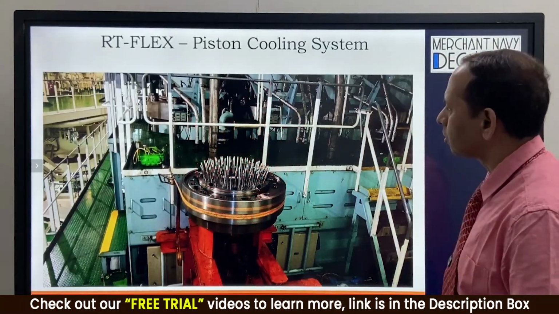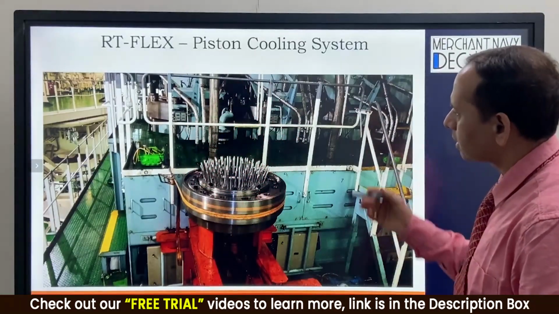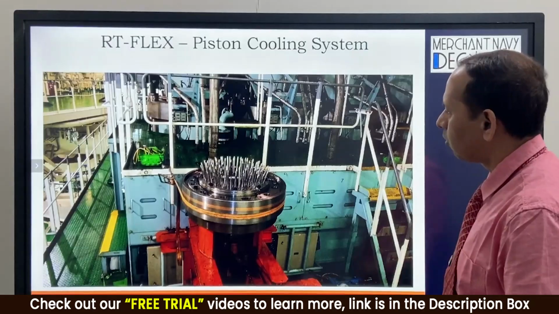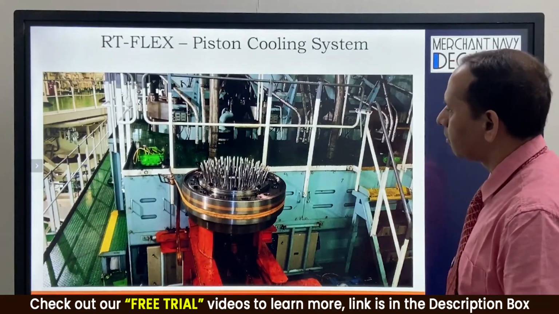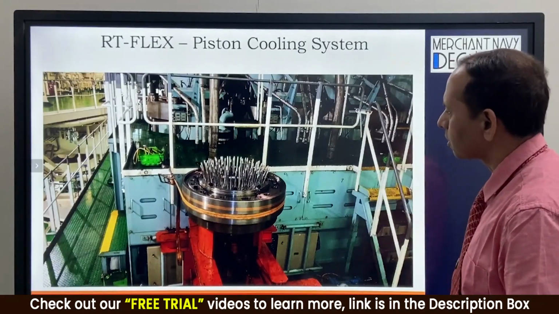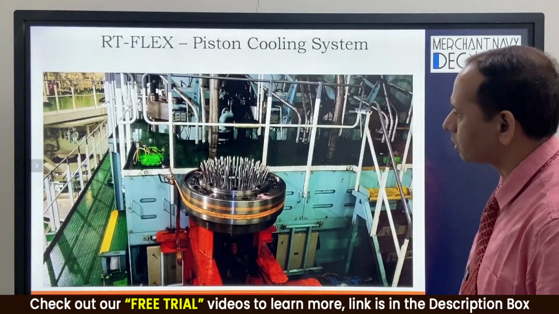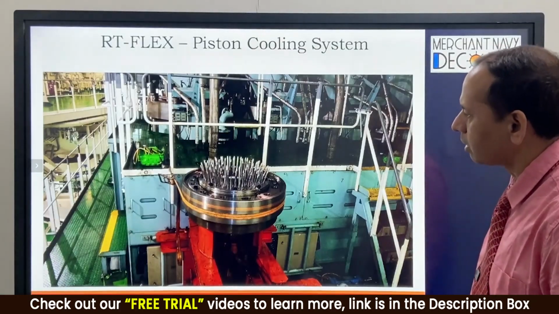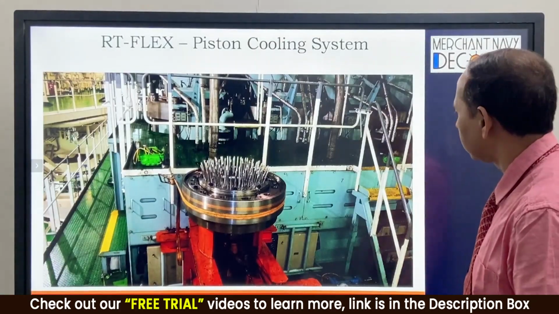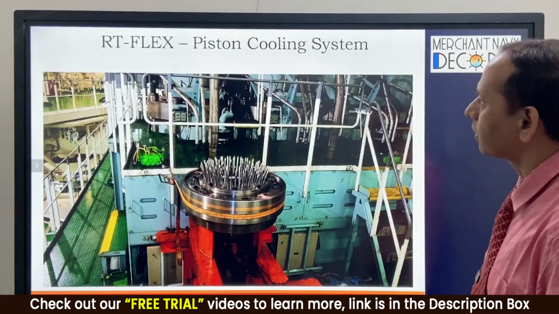And this design is not very new, this is coming from MNDFLIX. The only thing is that here they have made a much better analysis of the stress concentration and the cooling enhancement, because these engines are highly rated as compared to the MNDFLIX engine.